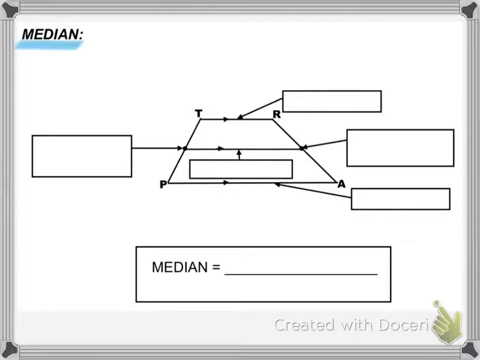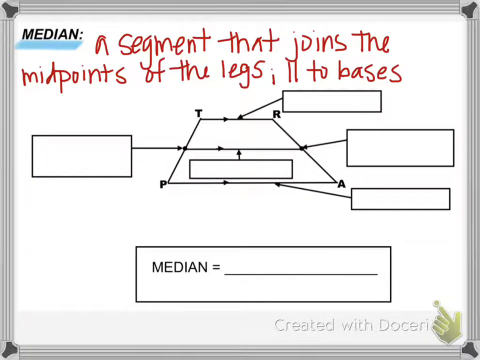Triangles have a median, so do trapezoids, but we're going to specifically just look at trapezoid right now. So a median, it is a segment that joins the midpoints of the legs of a trapezoid. It is also parallel to the bases. So this does not specifically apply to just an isosceles trapezoid or not. It can apply to any trapezoid. So let me go ahead and write that definition again. So a segment that joins the midpoints of the legs, it's parallel to the bases.